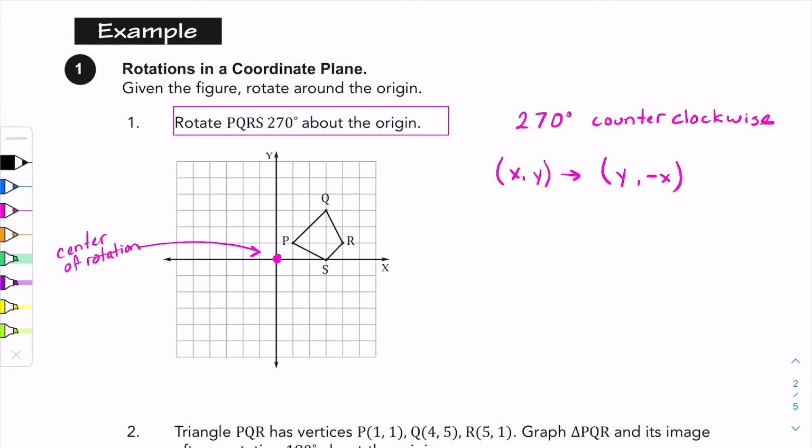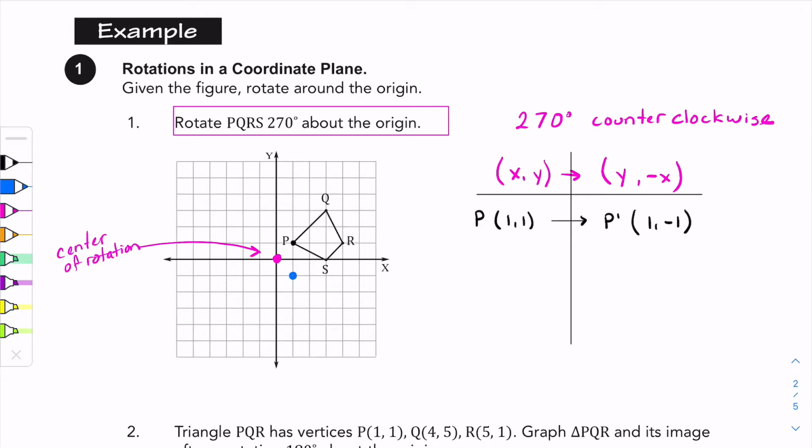So I'm actually going to make a table of values for this just so I don't mess up any of the original points. And I'm going to apply my transformation rule. So let's start with point P. Point P is located at 1, 1 on the coordinate plane. When we apply the transformation rule, we make the original x coordinate negative, and we interchange the points. So 1, -1. I'm actually going to plot that as I do them. So 1, -1 will be located here.